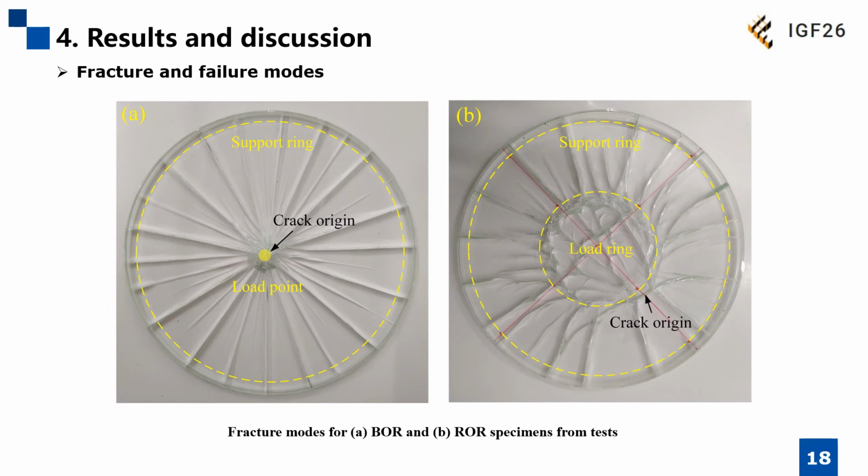These are the fracture and failure modes of specimens from experiments. For the ball-on-ring specimens, cracks initiated from the center of the specimen and propagated to the outer ring of the specimen. For ring-on-ring specimens, the crack region locates at the load ring of the specimen, and crossed cracks appeared at the inner ring area. Radial cracks formed along the outer ring area.